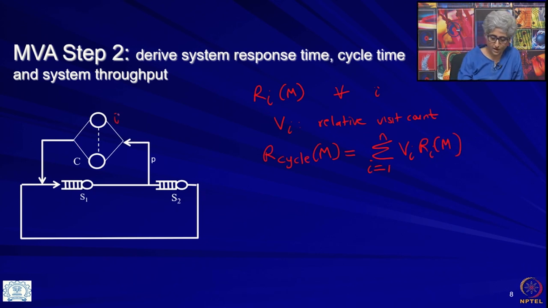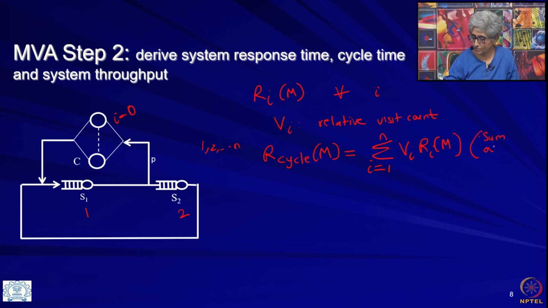Let us say this is I equal to 1, we can also go from 0 to 2 in this case. So, this will be I equal to 0, this is 1 and 2, but if we are numbering the stations as 1 to n, then we will go like this. Essentially this has to be the summation over all the stations, all stations including the client node. So, now I have the R cycle time of the whole network.